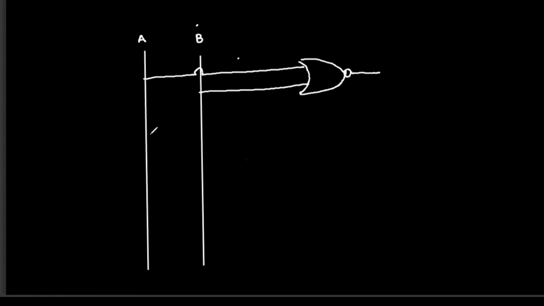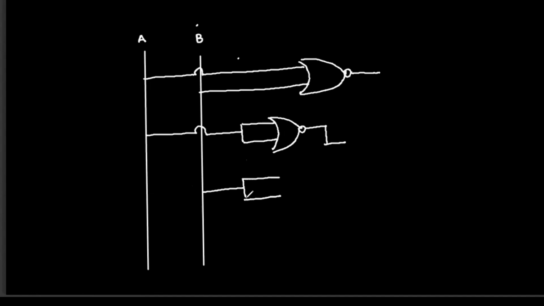And then we need A bar. How can we come up with A bar? Simple: just send A twice through a single NOR gate, and we have A bar here. I'm not going to hold it here because we need to send it through another NOR gate. And then we need B bar, so I'll do that for B also. If you have any doubts on how I am creating a NOT gate by using a NOR gate, please visit my last video where I have explained the basic gates.